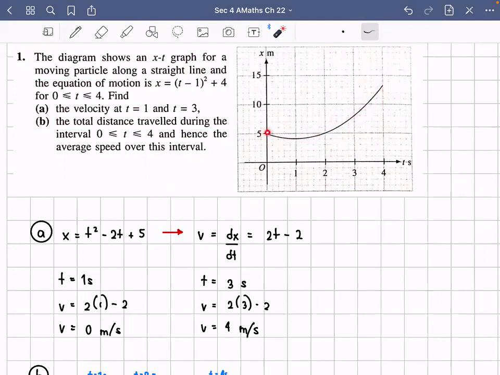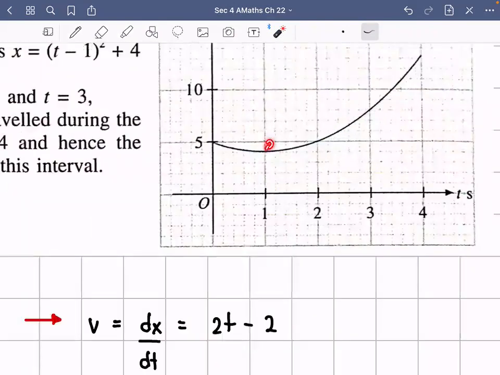Now, from 5, looking at the distance, your curve went down 1 unit, right? It went down 1 unit. So this is at 4, correct? So let me write that here. So it went down to 4 meters. So that's 1 meter already. So this is its minimum point, right? So after the minimum point, everything goes up, right?